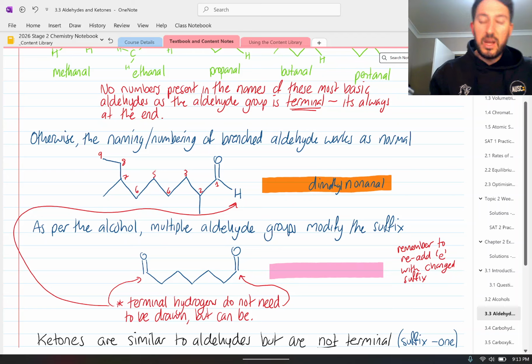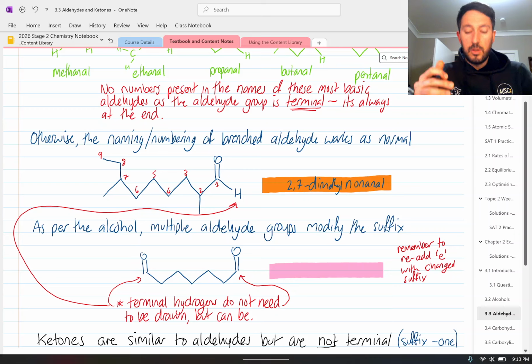nonanal. We have to then include 2 numbers to show exactly where those methyl groups are. So they are sticking on carbon 2 and carbon 7, so it is 2,7-dimethylnonanal. Now again, you don't have to worry about anything apart from octanal, or sorry, a bit larger than octanal as the main chain, but you can expect multiple methyl groups or ethyl groups on whichever carbon chain they're giving you.